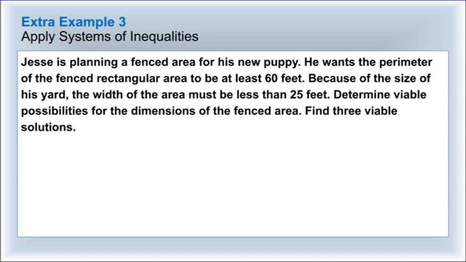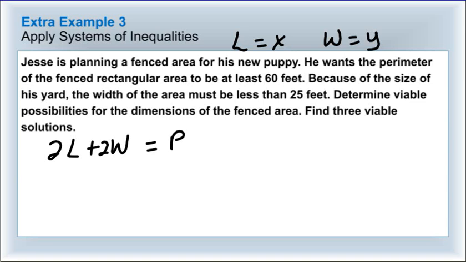So let's come up with our 2 equations. We're going to use the length as our x and our width as our y. So if I do length plus width, or 2 times the length plus 2 times the width will give us the perimeter. So if I use these variables, I'm going to have 2x plus 2y equals the perimeter, and the perimeter says it has to be at least 60. So that means greater than or equal to 60, no less than 60.